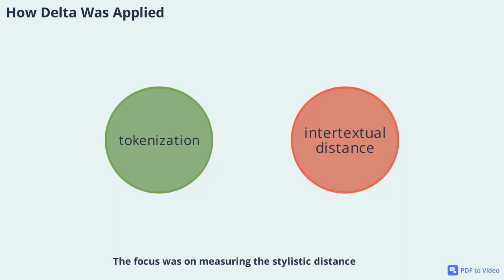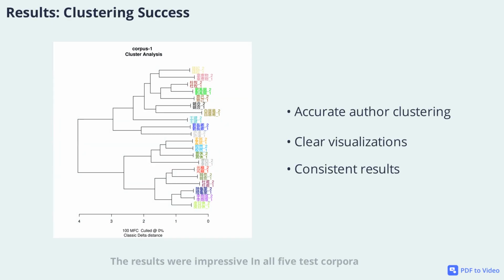The focus was on measuring the stylistic distance between samples from the same and different authors, using the delta formula to calculate intertextual distances. Results were impressive. In all 5 test corpora, Burrows Delta successfully clustered samples from the same poet together, never confusing one author for another. Even with just 100 character tokens, the method proved highly accurate.